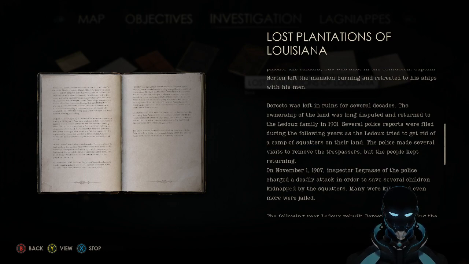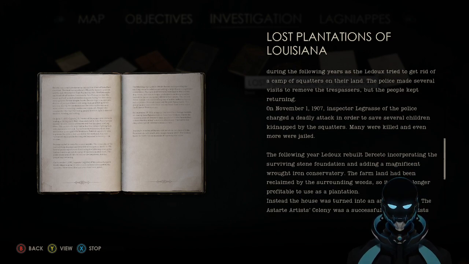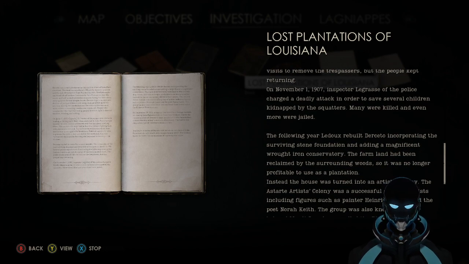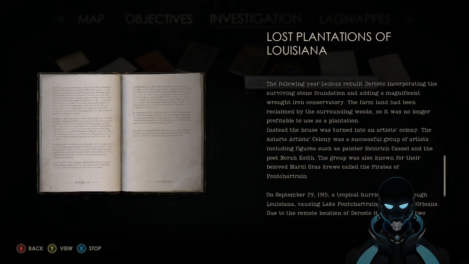Several police reports were filed during the following years as the Ledoux tried to get rid of a camp of squatters on their land. The police made several visits to remove the trespassers, but the people kept returning. On November 1st, 1907, Inspector Leras of the police charged a deadly attack in order to save several children kidnapped by the squatters. Many were killed, and even more were jailed. The following year, Ledoux rebuilt Derceto, incorporating the surviving stone foundation and adding a magnificent wrought iron conservatory. The farmland had been reclaimed by the surrounding woods, so it was no longer profitable to use as a plantation.